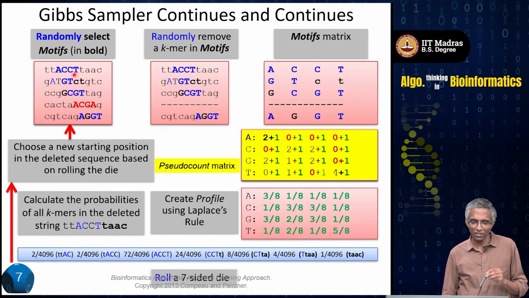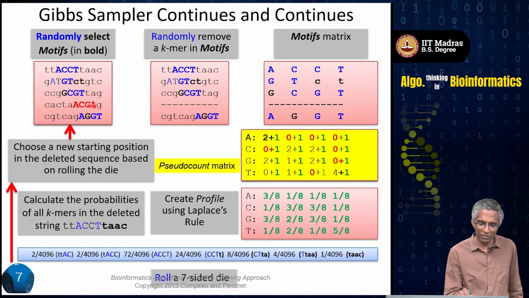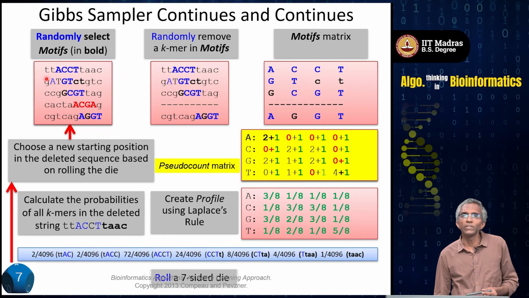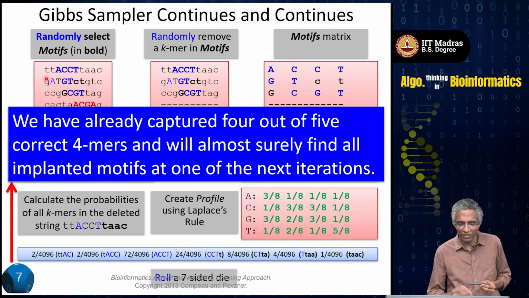Now, you kind of focus in on ACGA, which is one of the blue locations, a ground truth location. So you have the first one, the last one is correct, the last but one is correct, the third one is correct. So basically you are quickly converging on the correct implanted locations. Okay, that is what is given here.